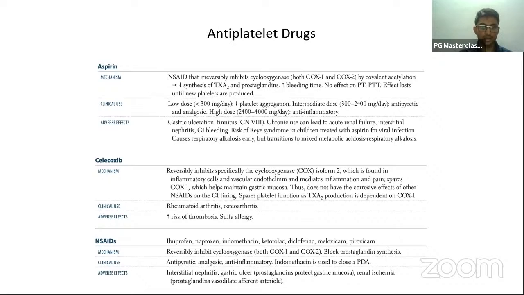Clinical uses are rheumatoid arthritis and osteoarthritis. An adverse effect is an increased risk of thrombosis because it does not act on COX-1. Sulfa allergy is another side effect.